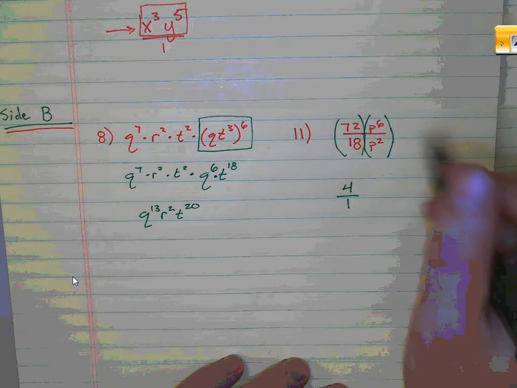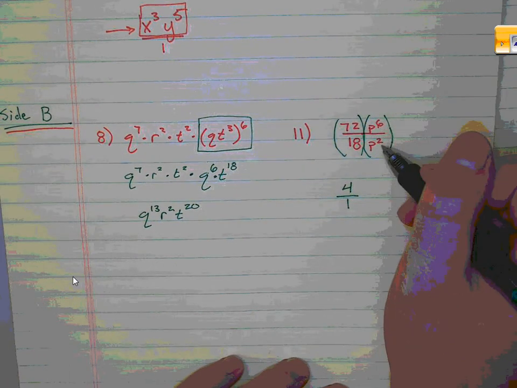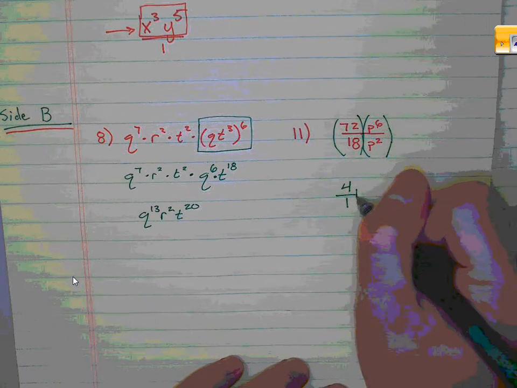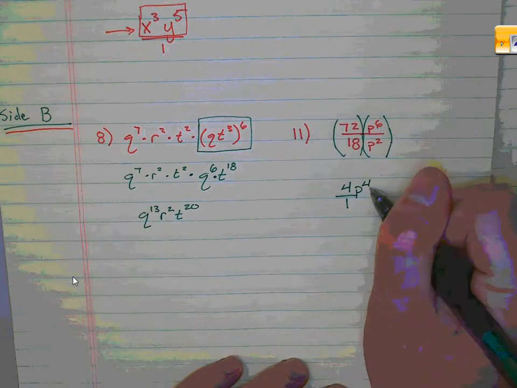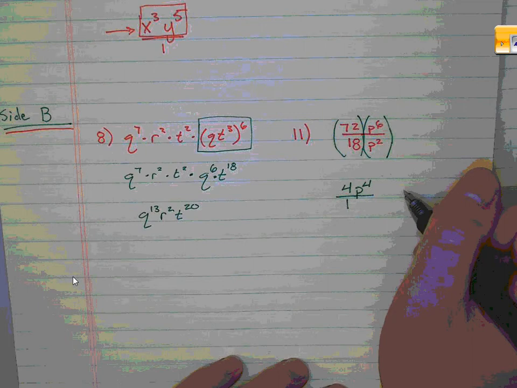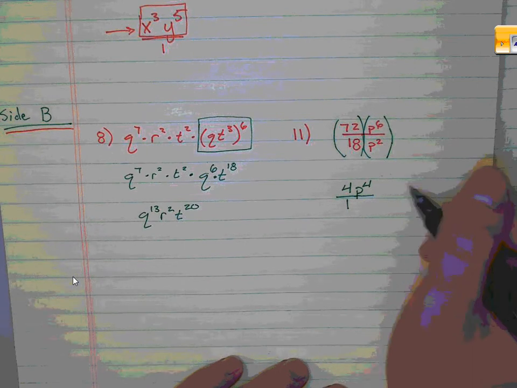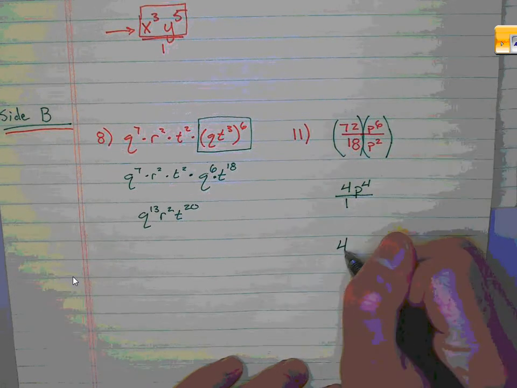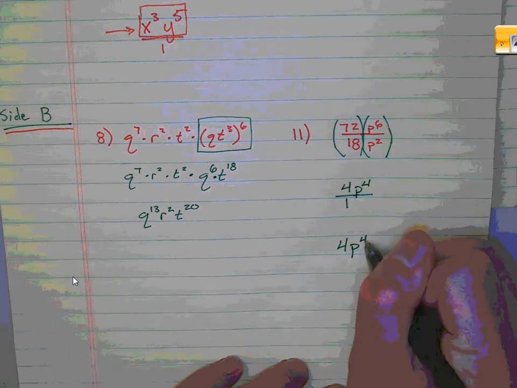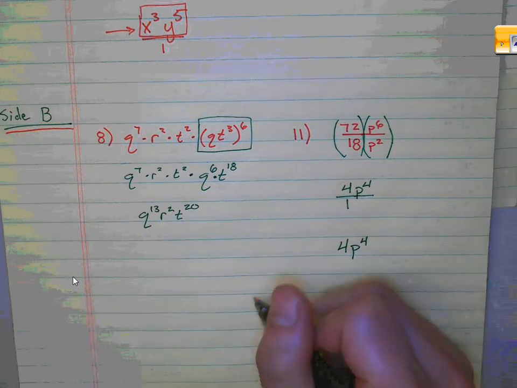Now we have p to the 6th over p squared. That should end with p to the 4th. We have this denominator of 1. We really don't need that, so our final answer can be 4p to the 4th. Great job!